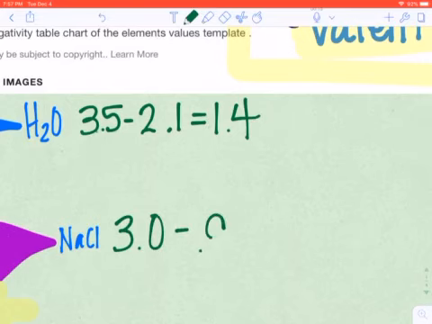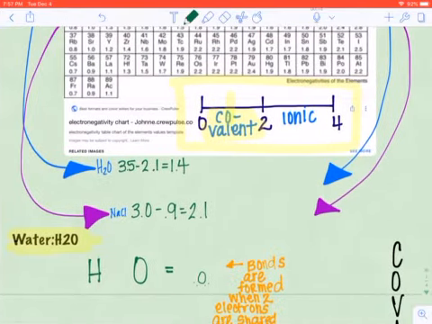3.0 minus 0.9 equals 2.1. And again, using our handy dandy chart here, 2.1 is going to fall right there somewhere, which puts us in the category of an ionic bond.